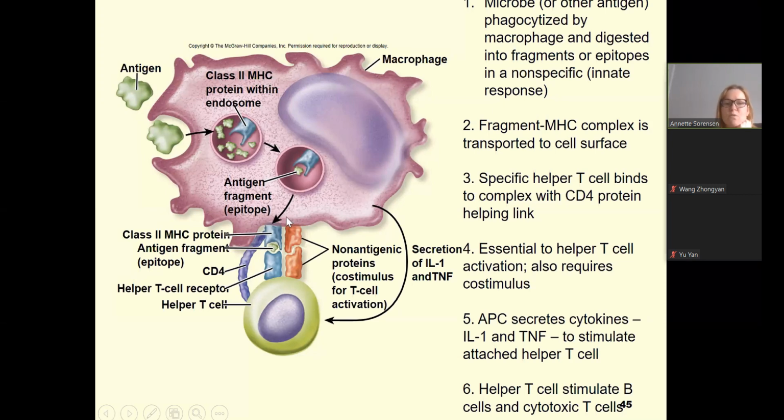It does require co-stimulation as well, but we are actually not going to talk about the co-stimulation today. Now you get secretion of IL-1 and TNF-alpha from the macrophage. So remember, these are cytokines. Remember, we talked about how cytokines are really important in stimulating other cells. As these are secreted, this is stimulating these helper T cells. And these helper T cells can then stimulate B cells and cytotoxic T cells. We will look at that a little bit closer in a minute.